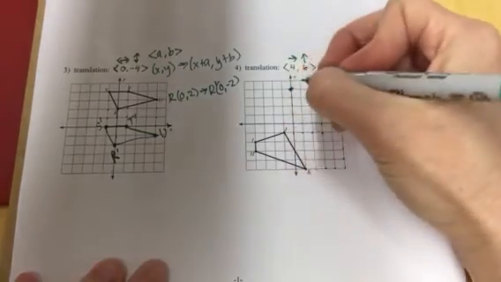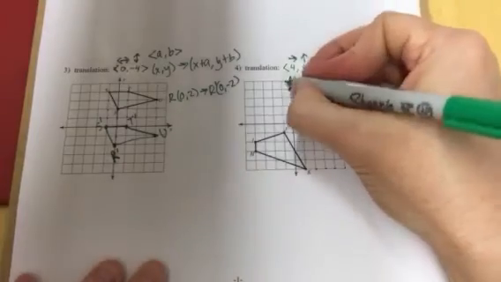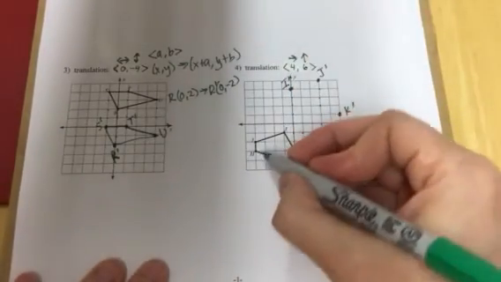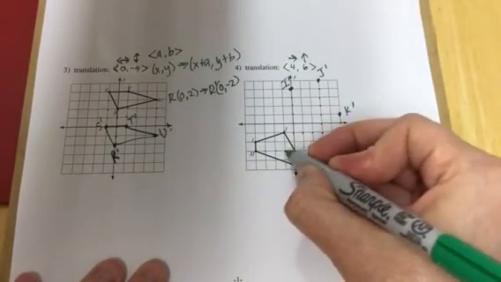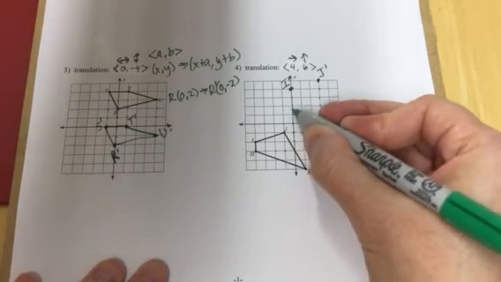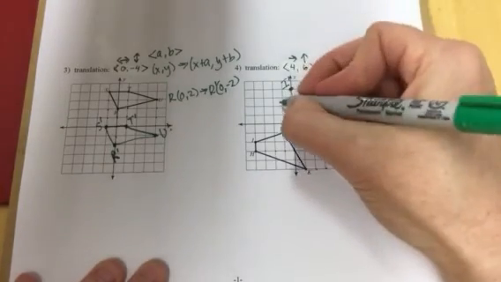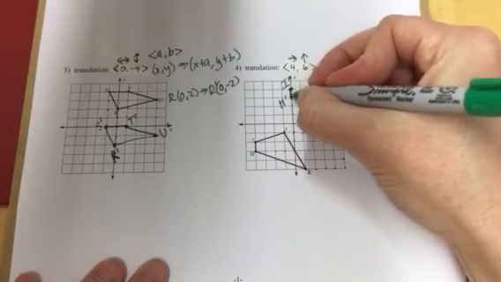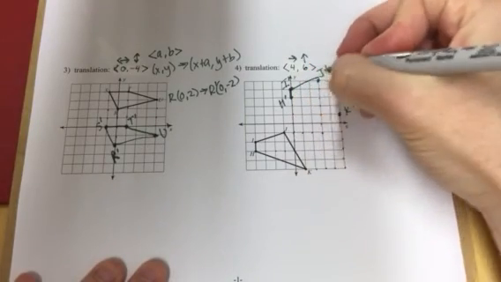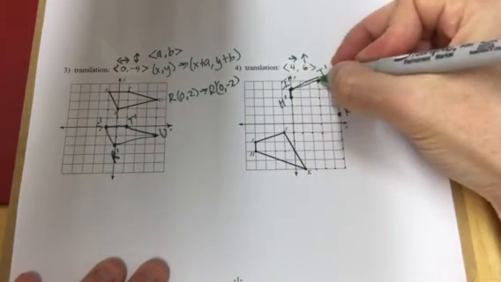Is that J or I? It's I, because the other one's J, right? Okay, and H is 1, 2, 3, 4, 1, 2, 3, 4, 5, 6. There's H prime. Whoops, went a little high there.